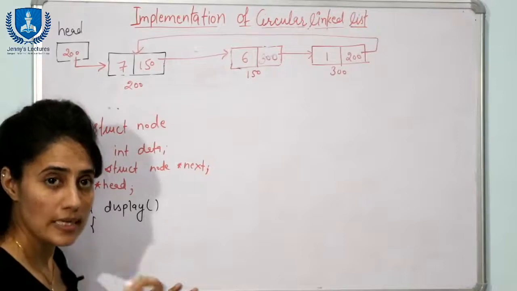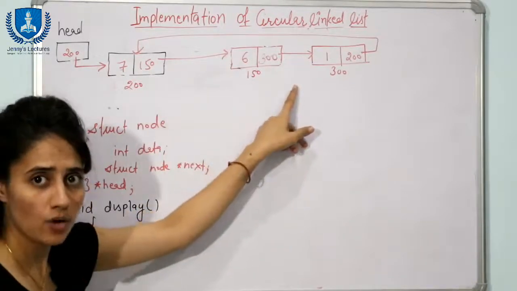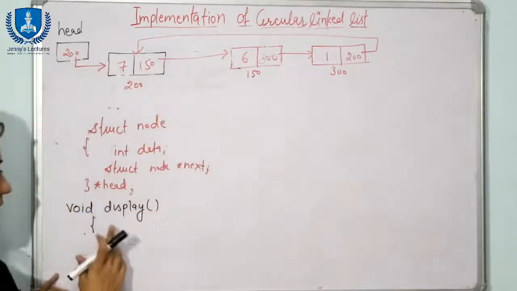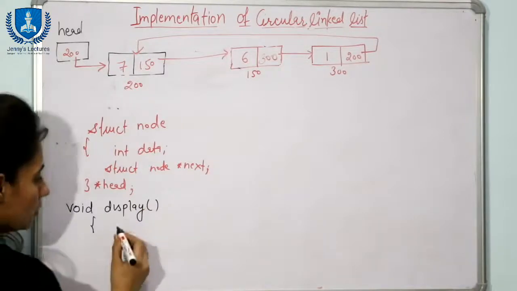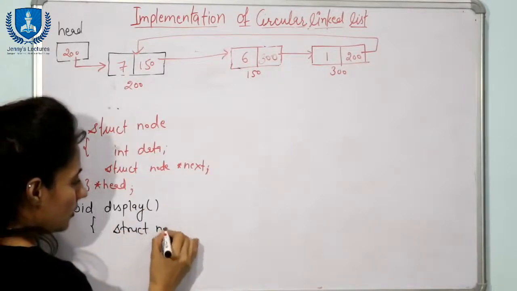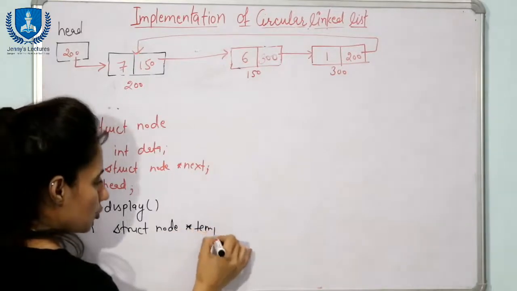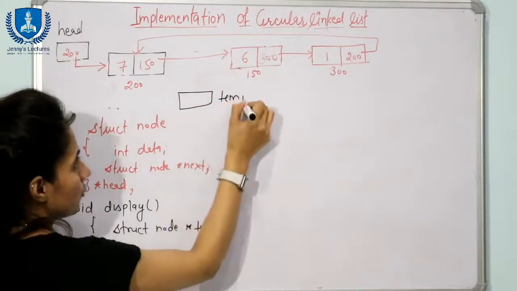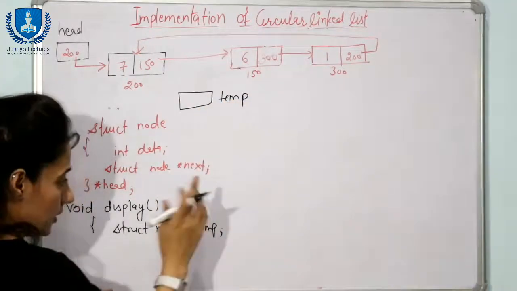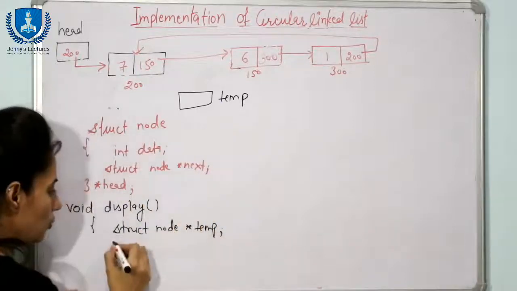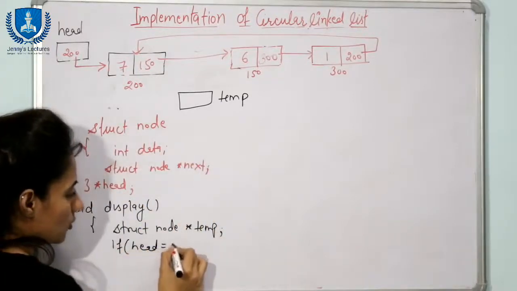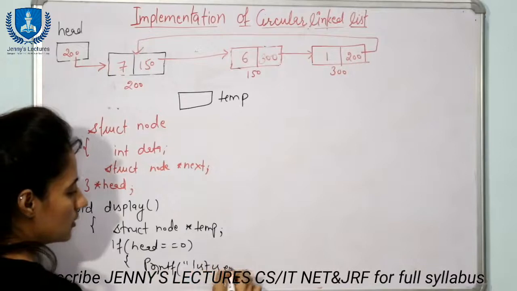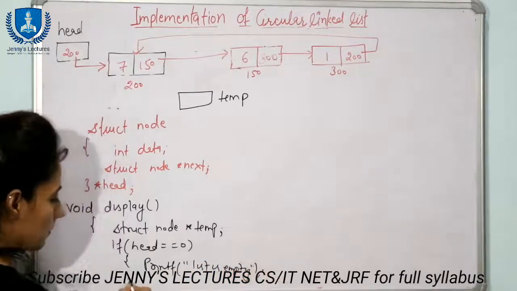So now for traversing this list from here to here, or you can say for displaying the data, obviously we need a pointer because we cannot move the head, we need another pointer, right? So now this is the function we are going to define, and here I want to take another pointer, that is temp. Using temp we are going to traverse, right? First of all, we will check if head is equal to null, it means there is no node in the list. So here you can write printf list is empty, right?